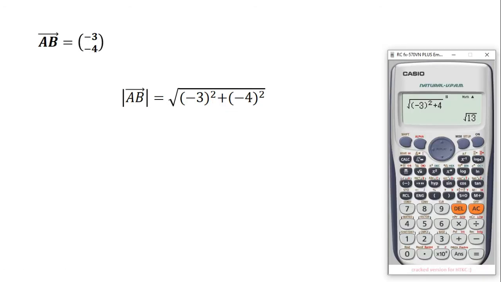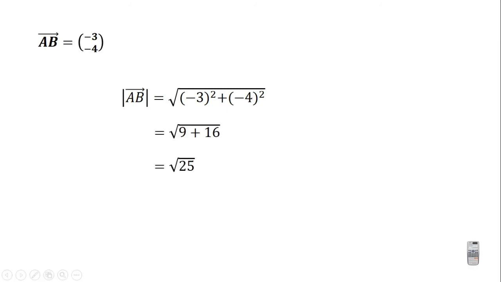Now when you are doing this on your calculator, you are going to have square root of -3. So you put the -3 in a bracket because it's a negative number. Put it in a bracket. So (-3) squared plus, then you bring another bracket, (-4), then squared. You press equal to, and this is giving us 5. So (-3) squared will give us 9, (-4) squared will give us 16. 9 plus 16 is 25. So square root of 25 will give us 5. We don't know the unit, so 5 units.